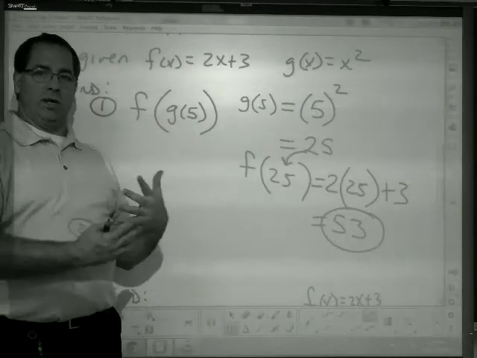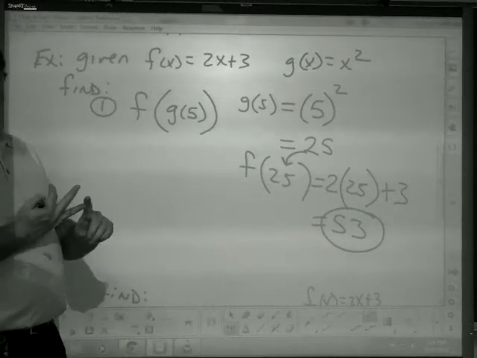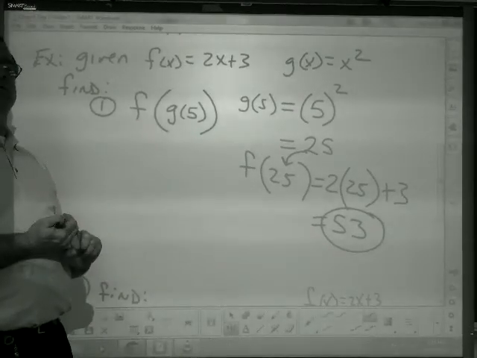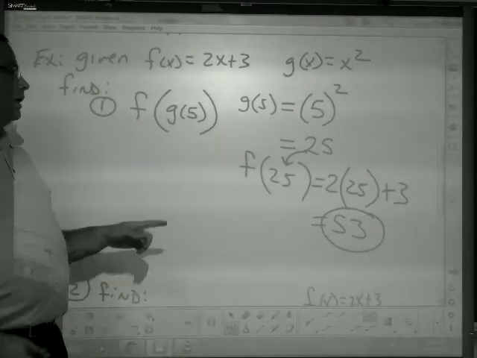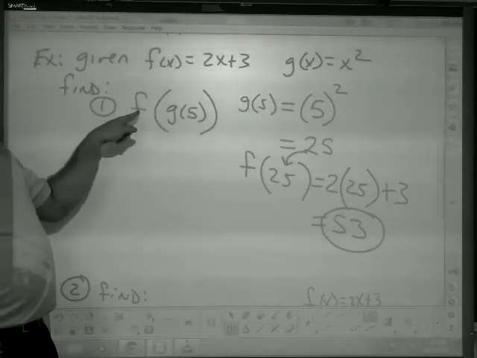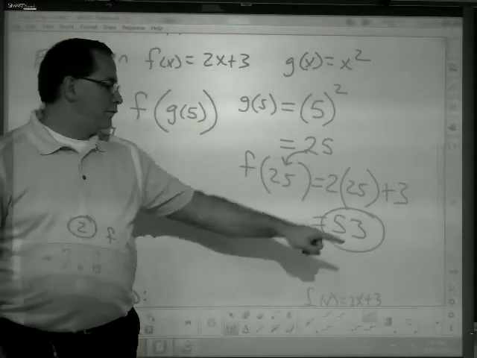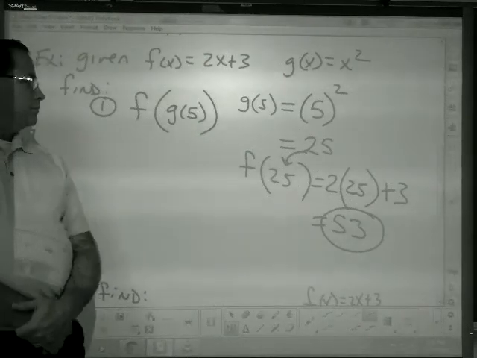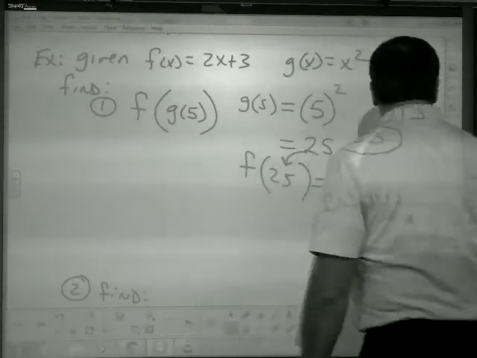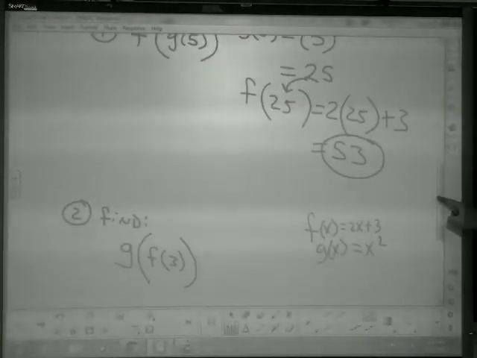We're just evaluating. We're not solving for x. We're evaluating how much its value is or how much it's worth. And if I put a 5 into the f of the g of 5, I get 53. Take a look at another example.